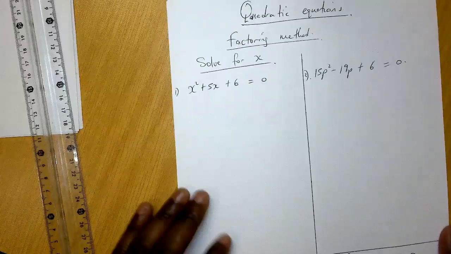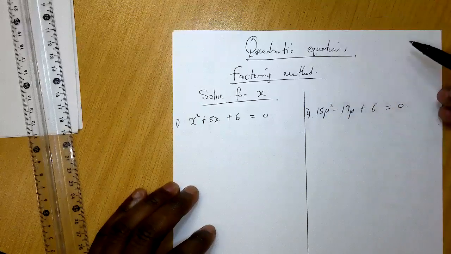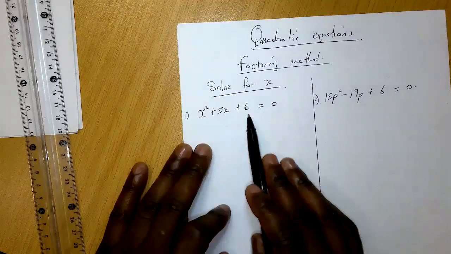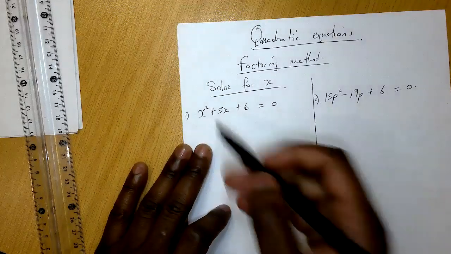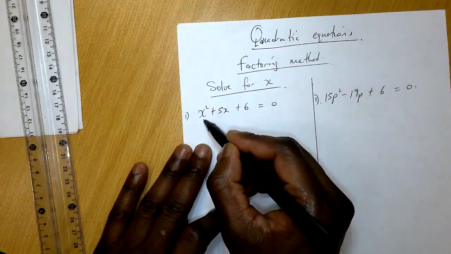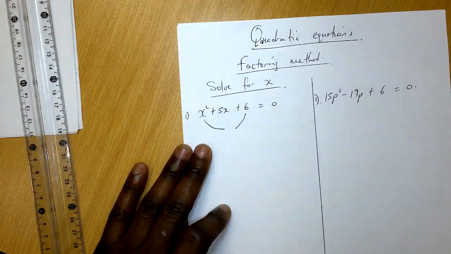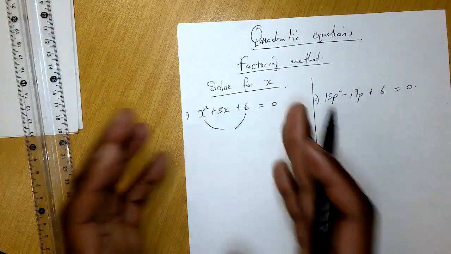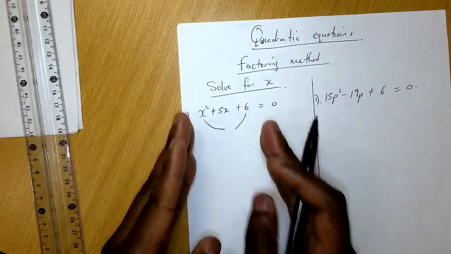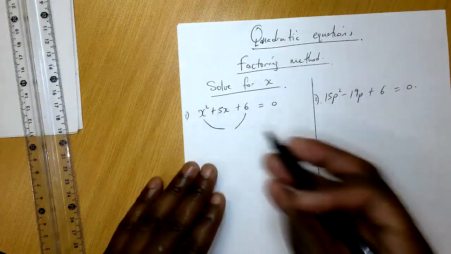All right, so these are quadratic equations, and we are going to study the factoring method, solving for x. When you're solving for x in this case, what must you do? You must multiply the first and the last. In this factoring method, you want to factorize first and get two factors, then you can equate them to zero to get the value of x.